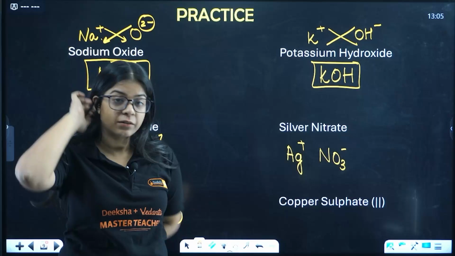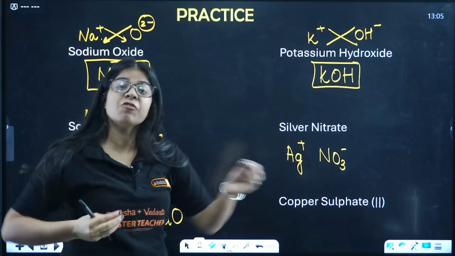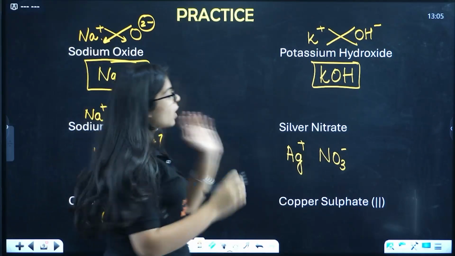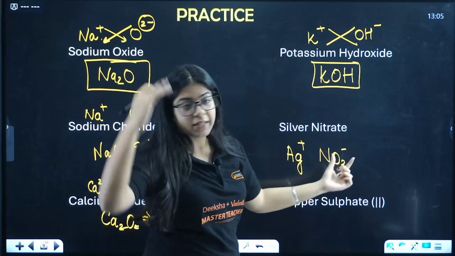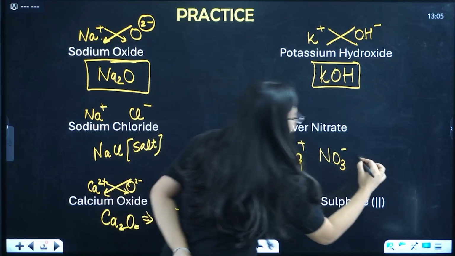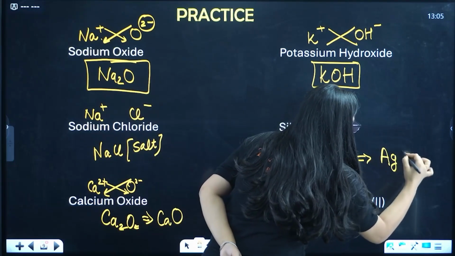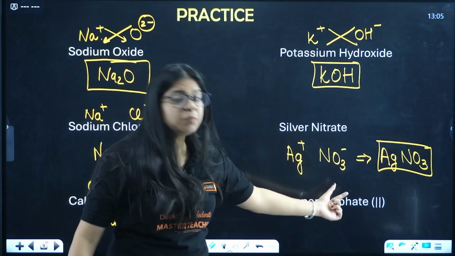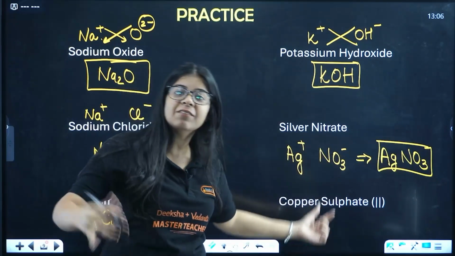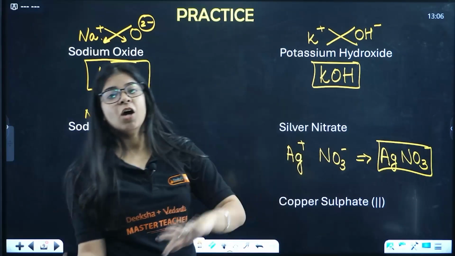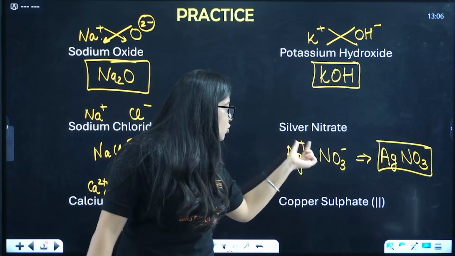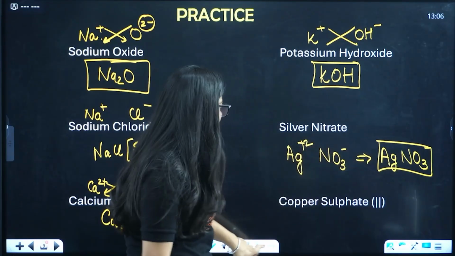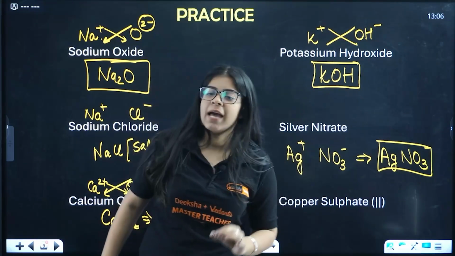If the number is in the foot of the element, then you don't touch it anywhere. Simply see what is on the top of that element. So Ag⁺ and NO₃⁻ simply become AgNO₃. Understood? If the element is in the subscript, you can't touch it, you can't take it anywhere. Only the numbers on the top of the element matter. If it was plus 2, it would have become something else, but right now it's plus 1, so AgNO₃.